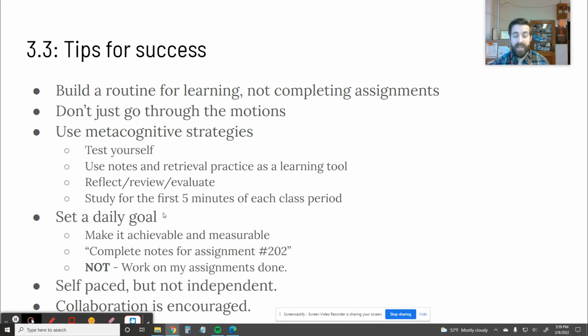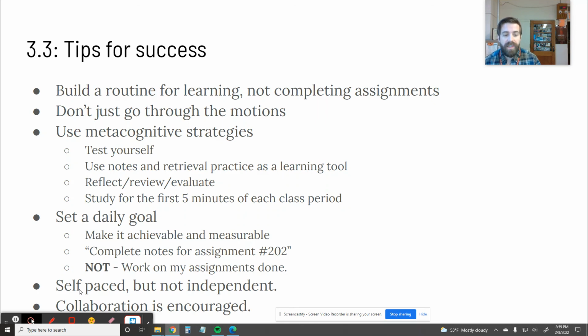Another thing you can do to have success is set yourself a specific daily goal. Make sure it's measurable and achievable. For example, I'm going to complete notes from my assignment 202. That's a very specific thing that you could get done within a class period. Not, I'm going to work on my assignments and get them done, right? That's not an achievable or measurable goal. Because I could work on my assignments for 3 minutes and be like, hey, accomplished my goal. I worked on them. I didn't get anything done, but I worked on them.